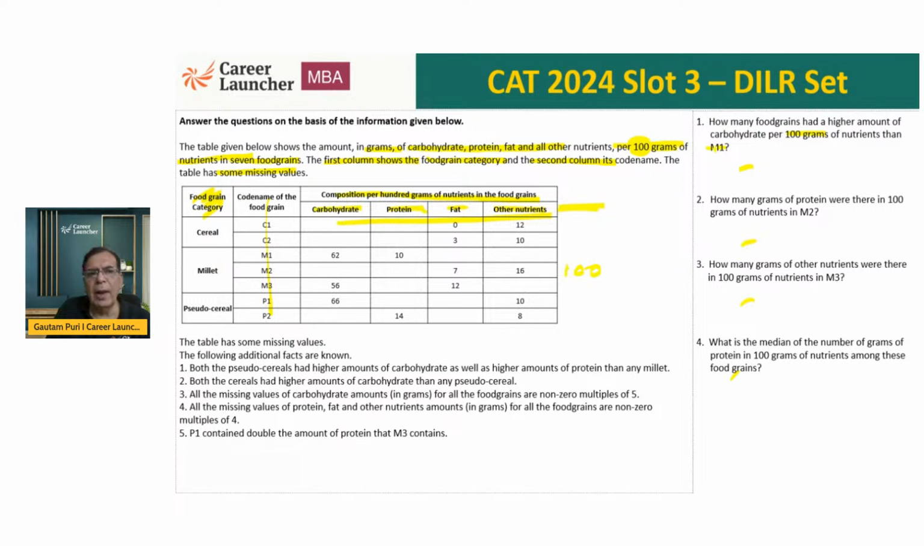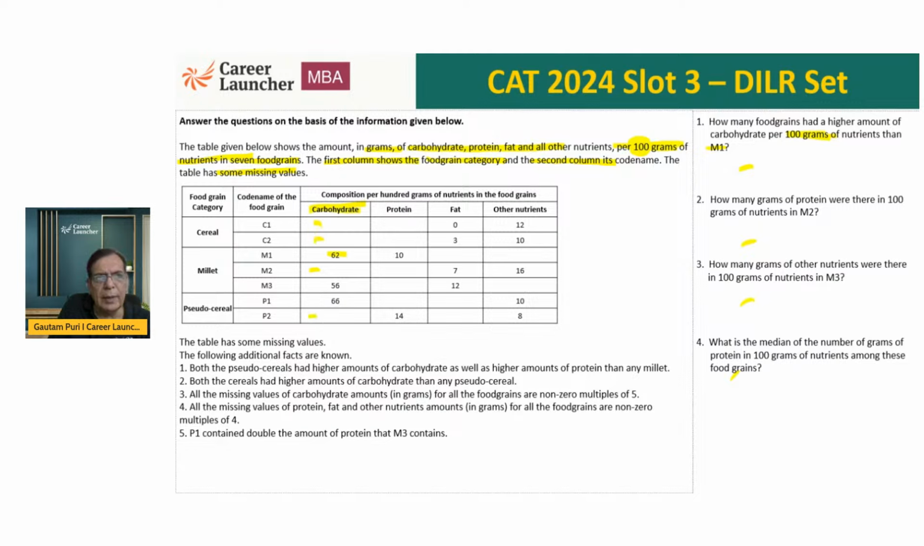So we are saying for M1, you need to do that. Okay, let me just erase this part. So what's question 1 telling me? How many food grains had higher amount of carbohydrate per 100 grams of nutrients than M1? So what do we need to do? We need to find M1 has 62 grams of carbohydrate. How many of the remaining have higher than this?